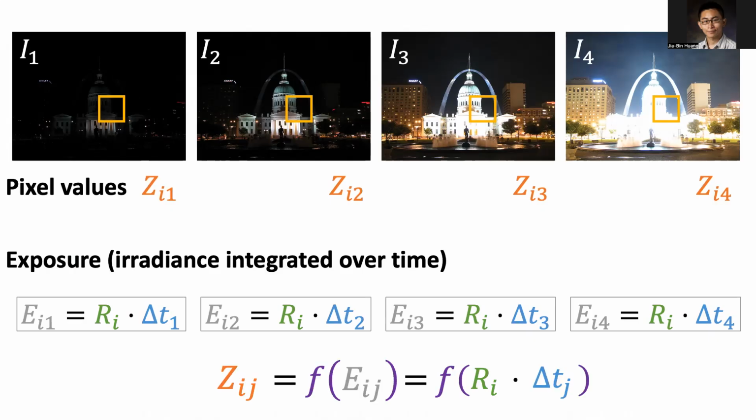Okay, and then you have this relationship that is the intensity. The intensity you actually observe in your camera equals the irradiance, basically the exposure, and it goes through this function. That's the nonlinear function.